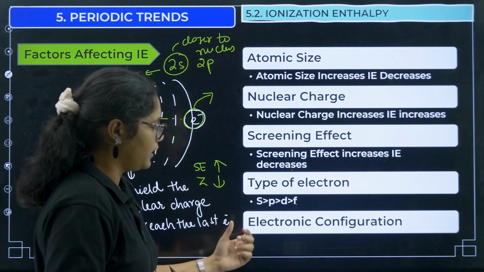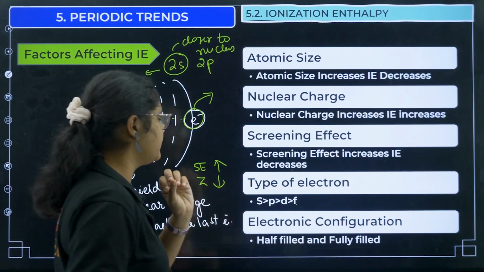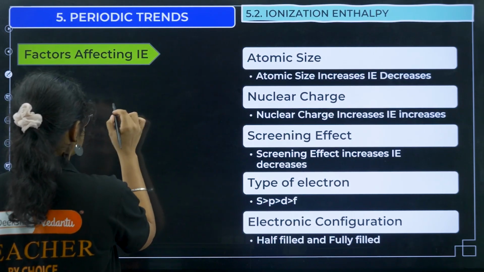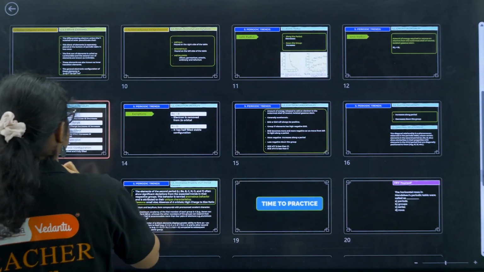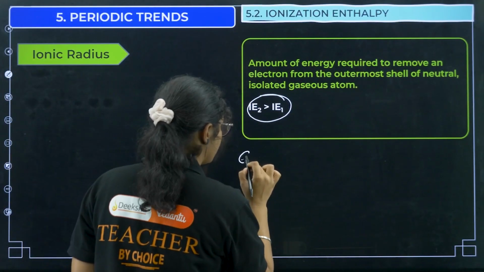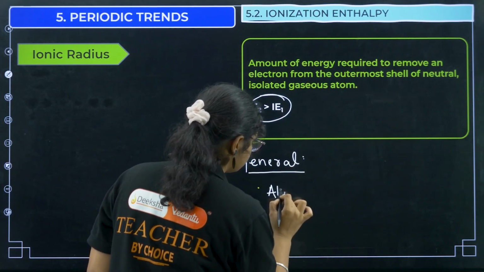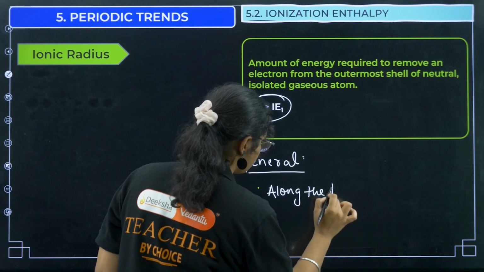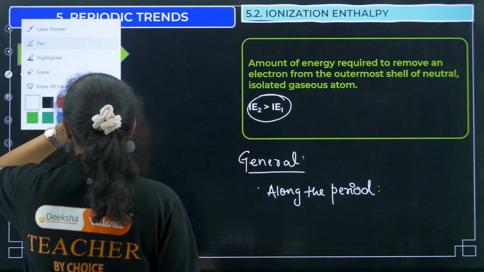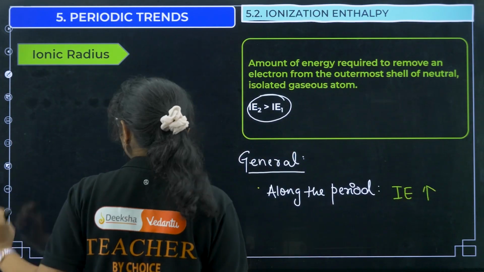Okay, so electronic configuration: any half filled or fully filled, the ionization energy will increase, okay? So here what I want to say is, in general, what is the trend of ionization energy? So let us discuss that. In general, okay, there are some exceptions we'll discuss. In general, along the period, size is decreasing, right? If size is decreasing, then ionization energy will be increasing in general, okay?